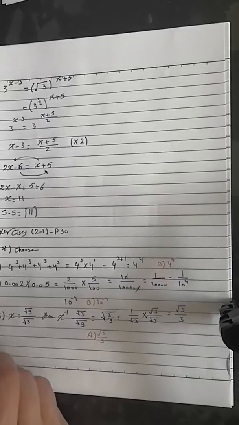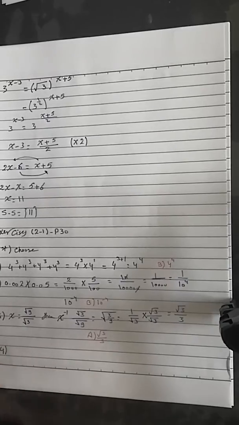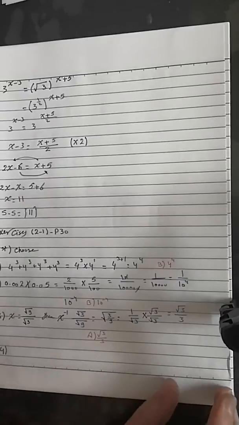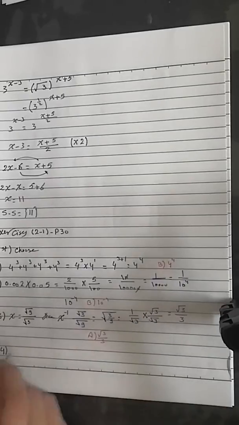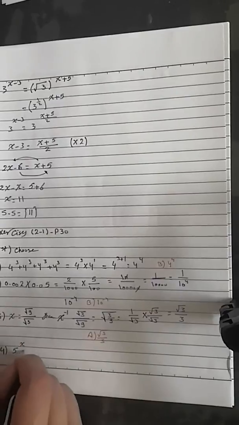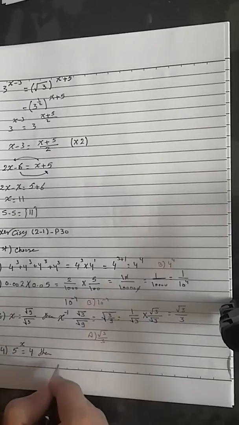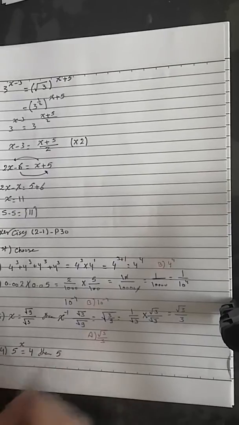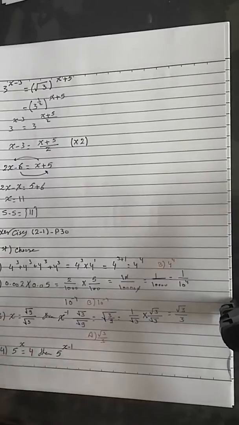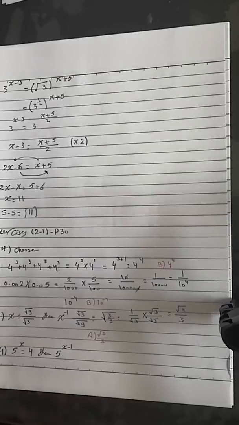Number 4. If 5 to the power of x equals 4, then 5 to the power of x minus 1 equals what? We said before, in division we subtract powers.